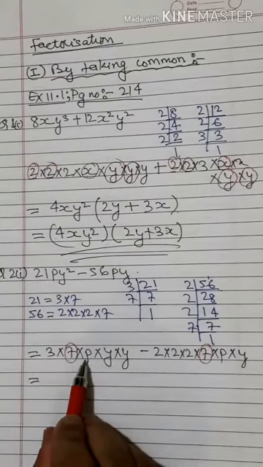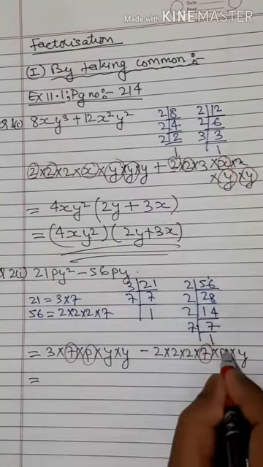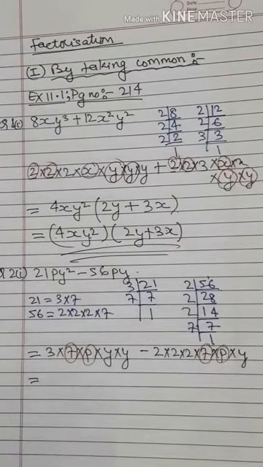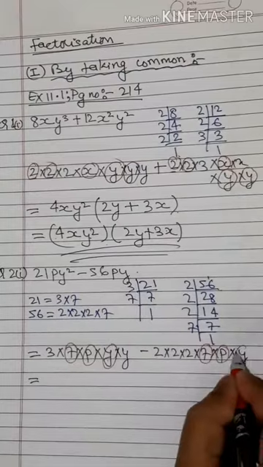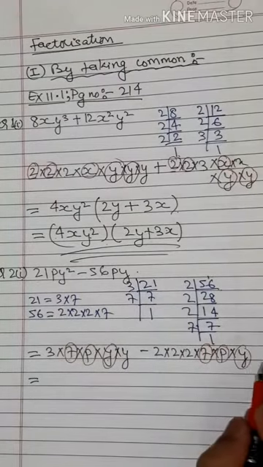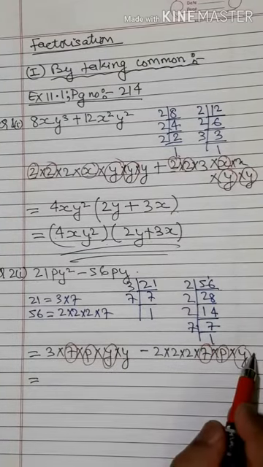Then we go for the variable. We have a p here, we have a p here, so we can easily take the p and the p as common. We have a y here, we have a y here, we can take the y and the y as common. No more variables remain here, except one y, and that one more y is not present in the second part.